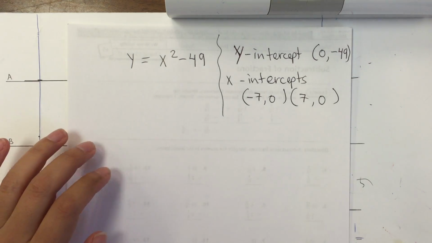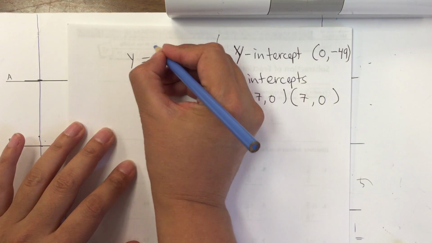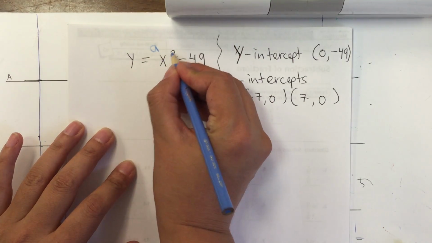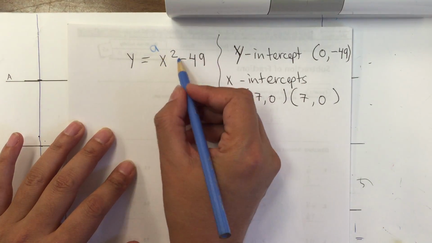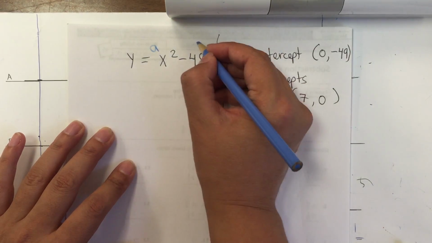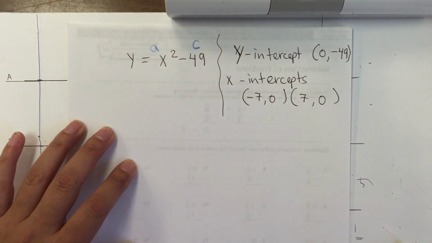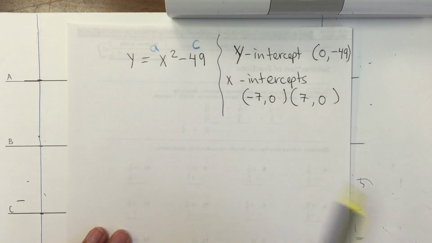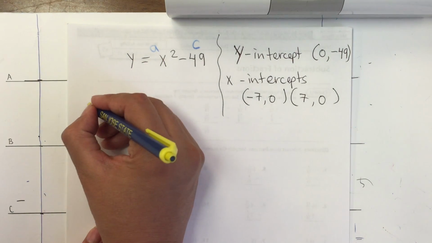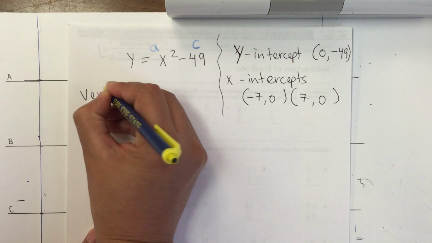And I want to remind you that in here, the a always goes with the x squared, the b goes with the x, and we don't have any in here, and the c is the constant number. So we don't have b in here. So what are the steps to finding the vertex?